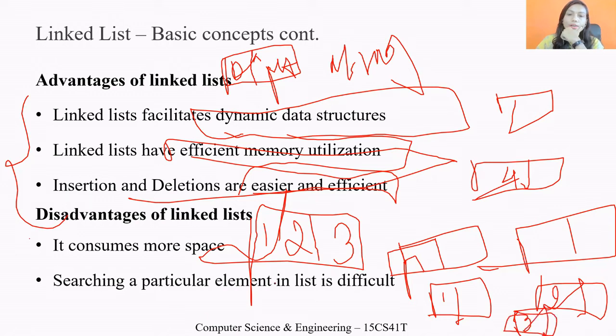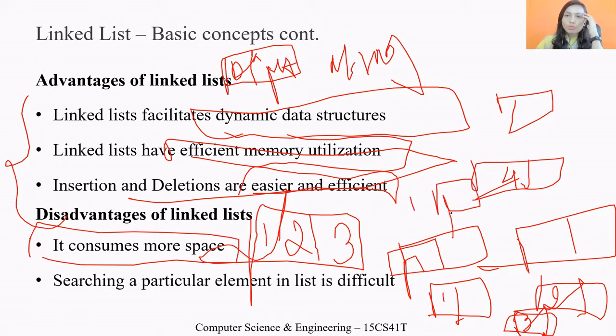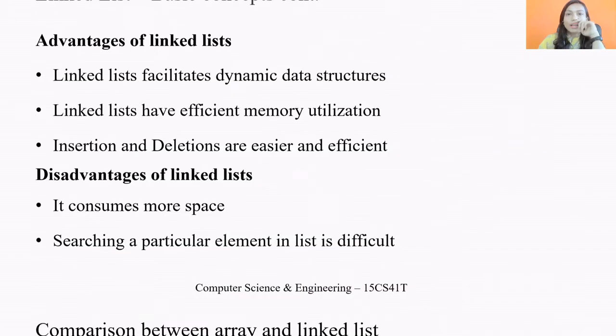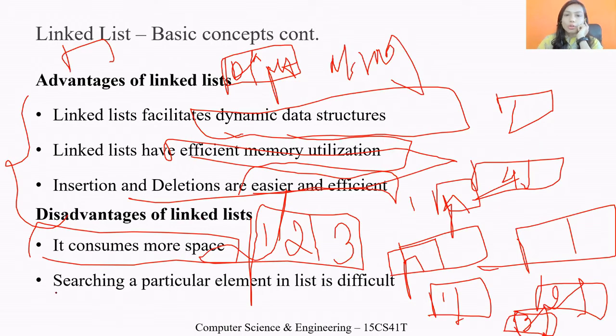Searching a particular element in the list is difficult. It consumes more space because whenever I want to store any data, one part has to be stored for the pointer. Searching is also difficult because whenever I have to search, I have to traverse, starting from the first element. I cannot go randomly. In an array it was an index.